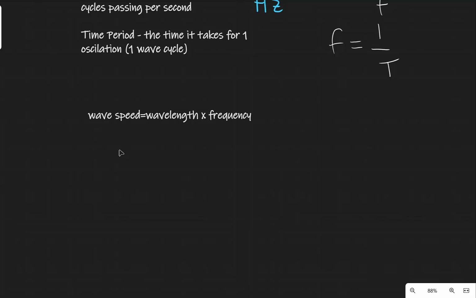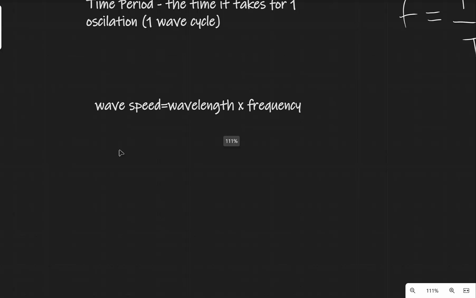Now this here is known as the wave equation, and is one of the most important equations that comes up every year on the GCSE Physics exams. Wave speed is equal to wavelength multiplied by the frequency. Mathematically we can write this as v = f × λ, where v is the wave speed, the wavelength is given by lambda, and frequency is given by f.